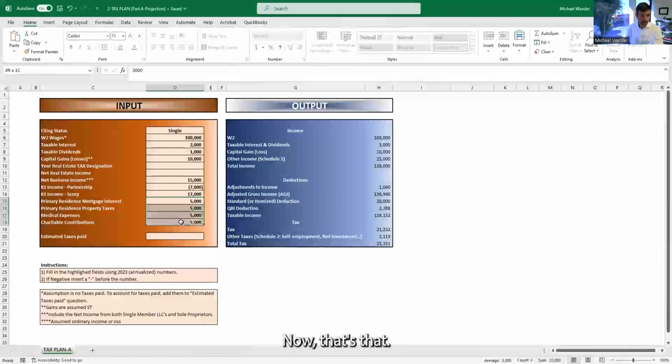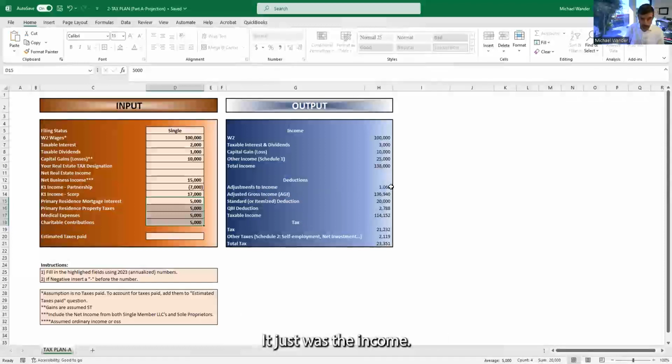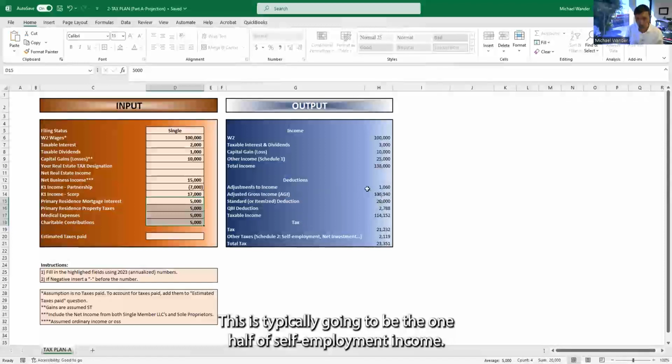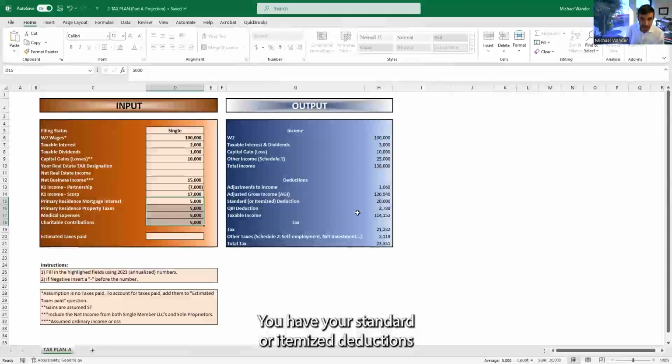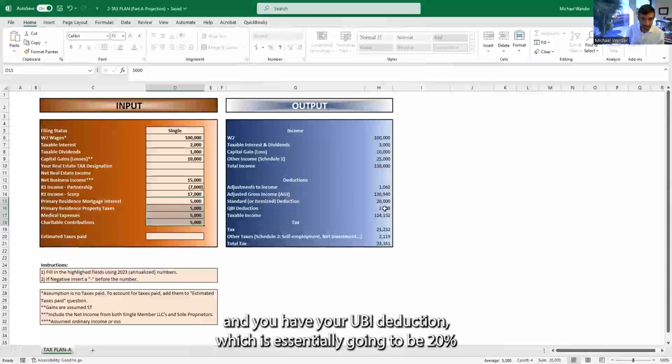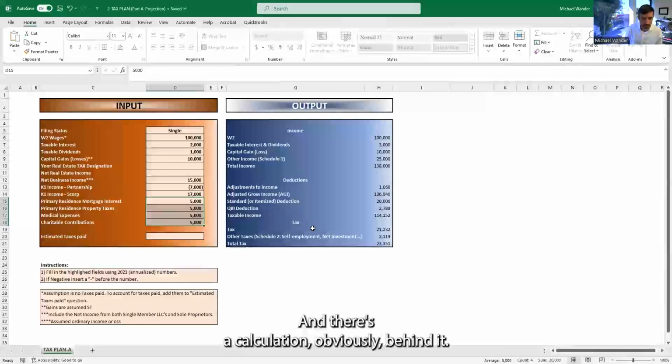Now, that's that. So then it's going to calculate, this goes over here, adjustments to income. This is typically going to be the one half of self-employment income. You have AGI, which is your adjusted gross income. Then you have your standard or itemized deduction. Then you have your QBI deduction, which is essentially going to be 20% of your business income. And there's a calculation obviously behind it.